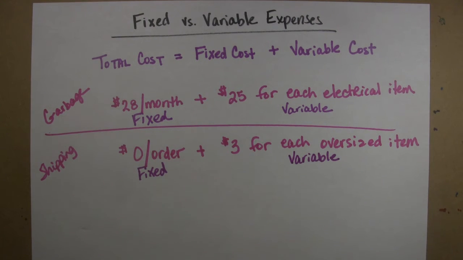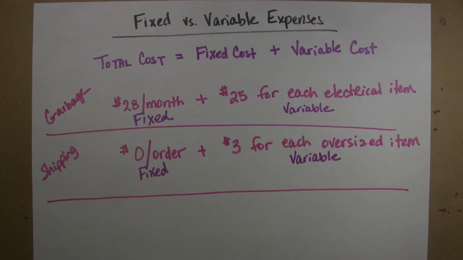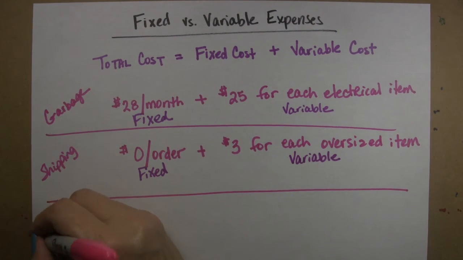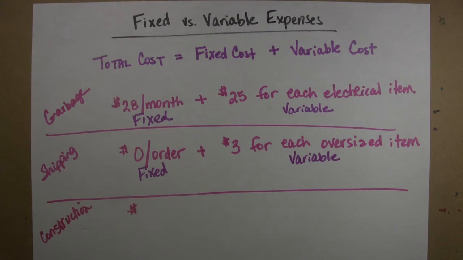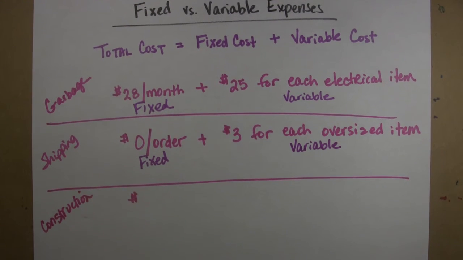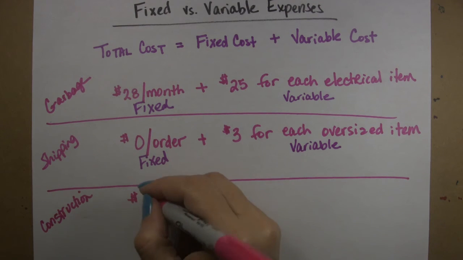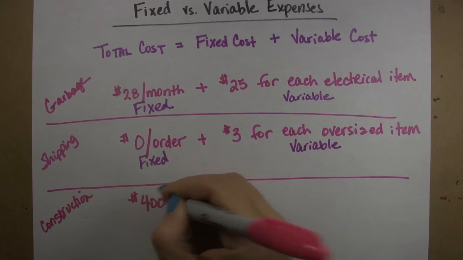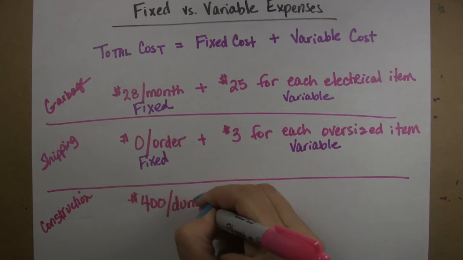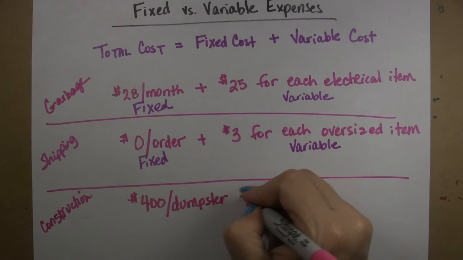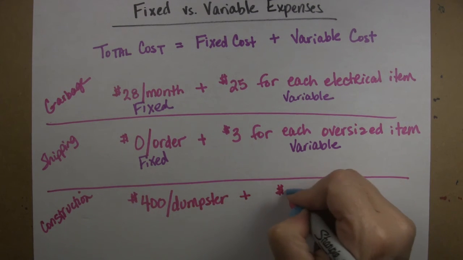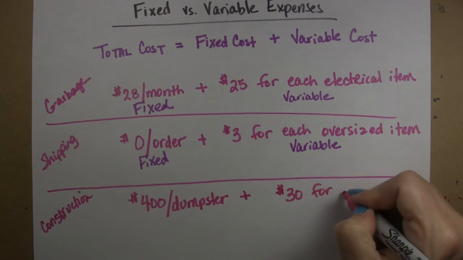All right, one more example. Another true story, although I am making up the numbers. This is going to be for construction. If you have construction done on your house, you are going to need a dumpster because you're not allowed to put construction materials in your regular garbage. So the dumpster people will say, all right, it's $400 per dumpster. Right? $400 per dumpster. Plus, you pay $30 for every empty.